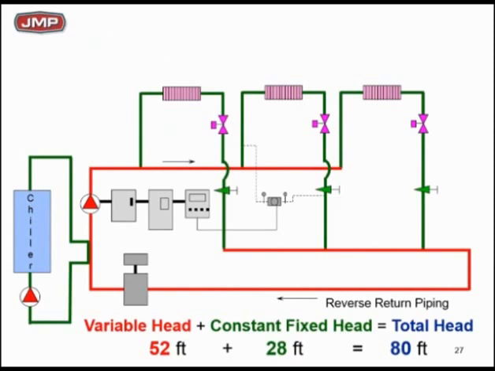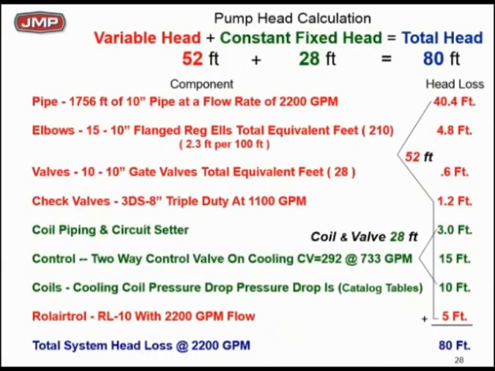Here's a reverse return system, again the same system, and the one we just picked: 52 feet out of the 80 feet total pump head is variable. If I cut the flow in half, that's going to be 25%. That 28 feet constant is always there, even at zero flow. The constant head is always there, even at zero flow. And you've got to run your pump fast enough to get that constant head, otherwise your people will not be happy.